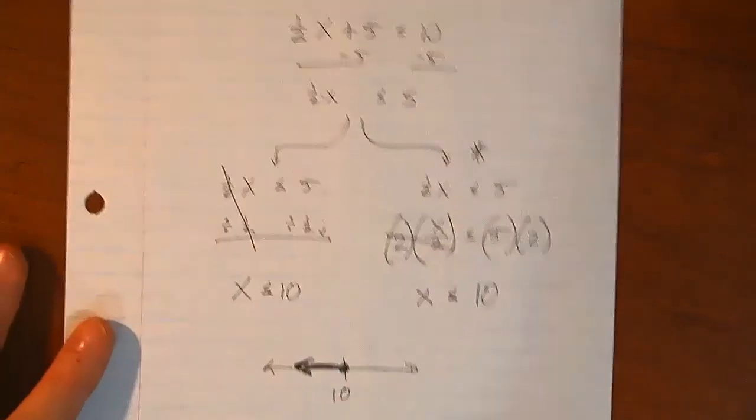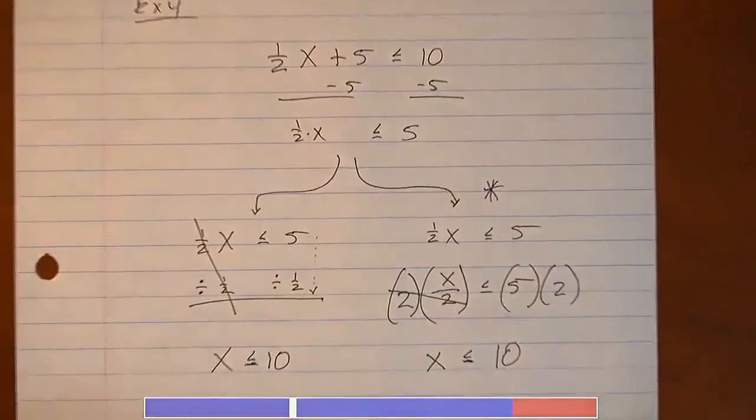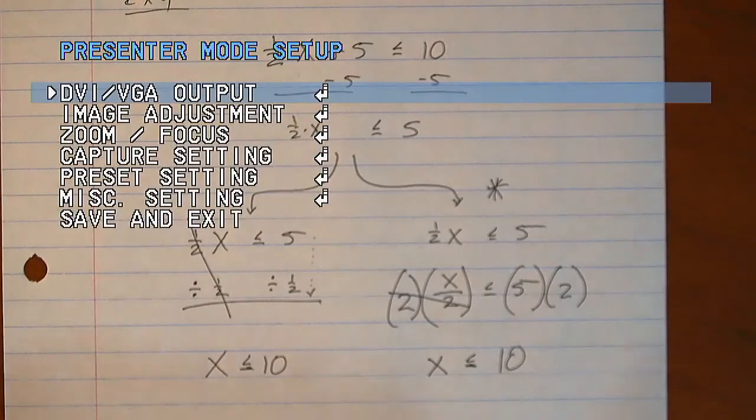All right, so there we go. There's 4 examples of solving inequalities that are basic, simple sort of inequalities. Hopefully that helped you. Thanks for watching.